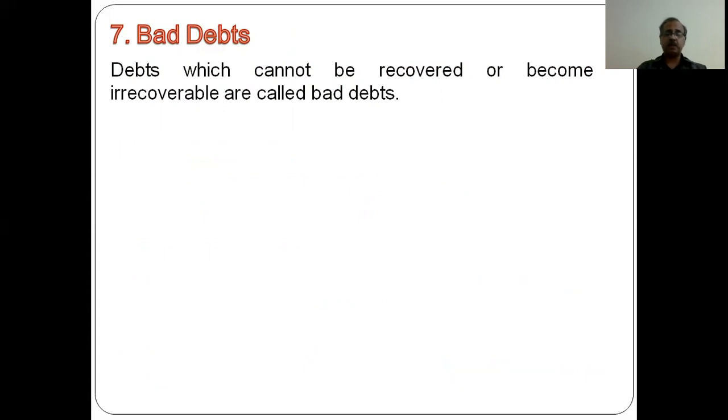Nowadays, in the present competitive situation, every kind of business used to provide some sort of credit facilities. No organization can insist only on cash sales. Many organizations provide credit sales. Whenever credit sales arise, sundry debtors will be there. And there is no guarantee that we are in a position to recover the full amount of sundry debtors. So the debts from sundry debtors which are not recoverable, or irrecoverable, are called bad debts. So it is a loss from sundry debtors. If any debtor becomes bad, it is a loss to the business organization.